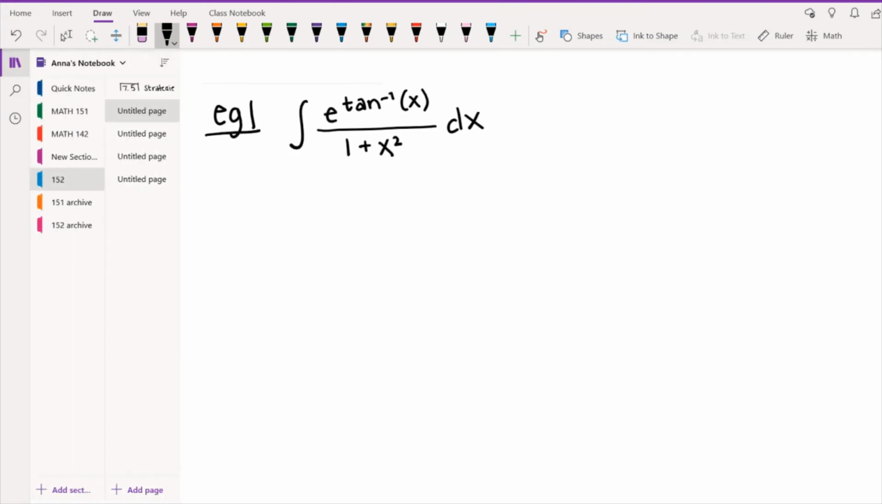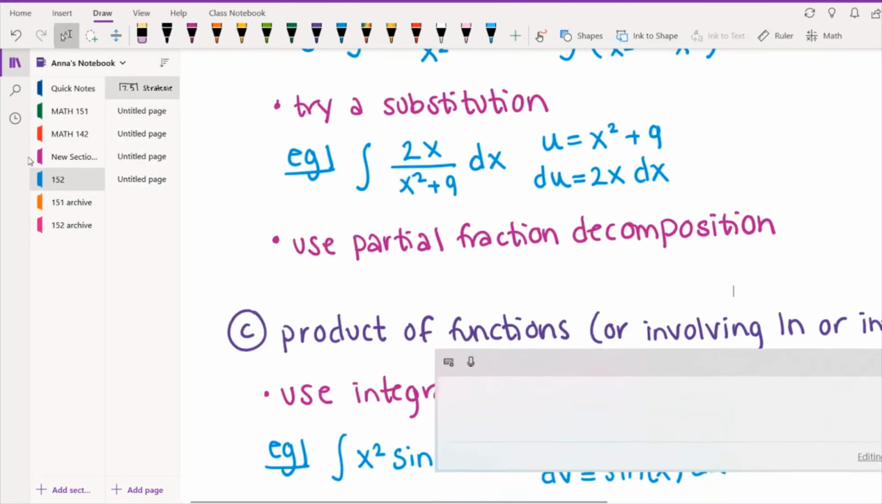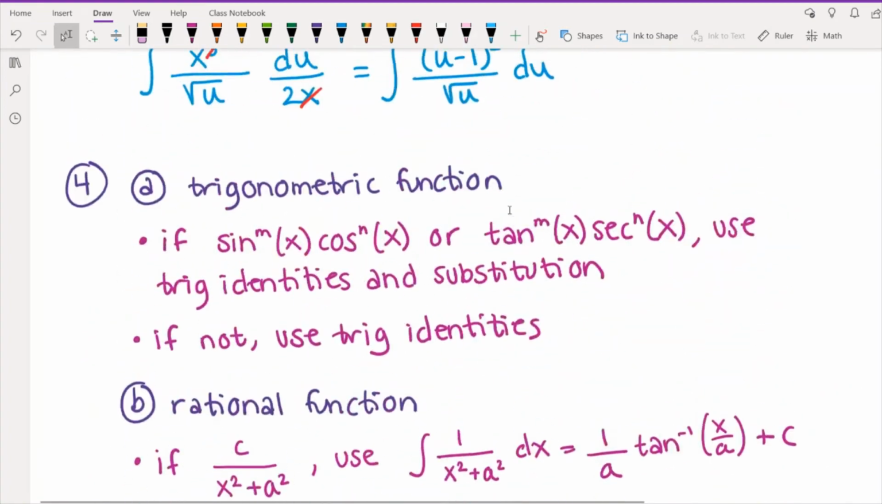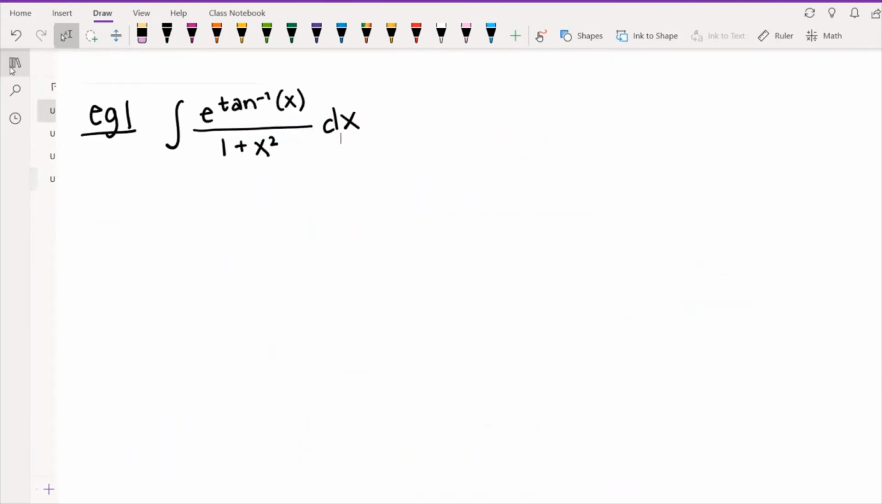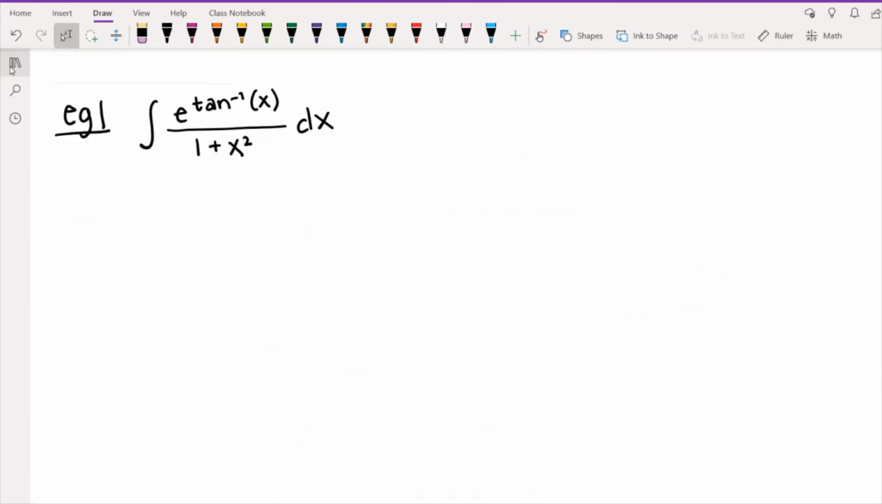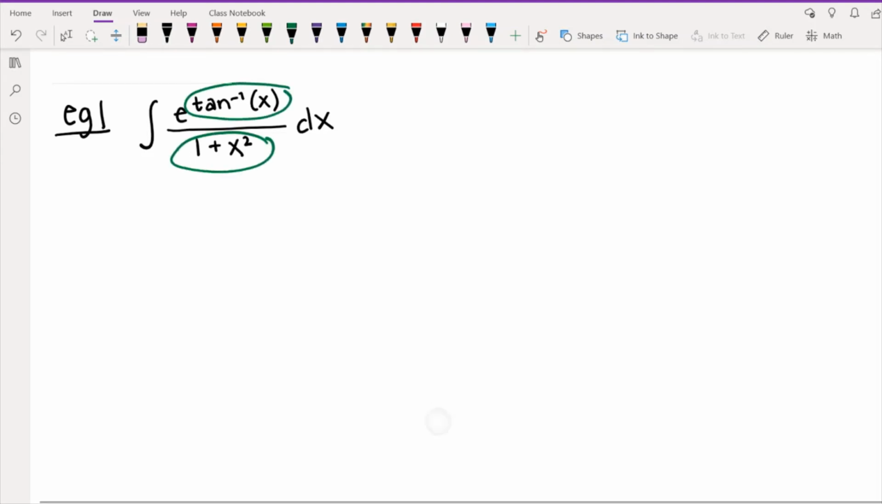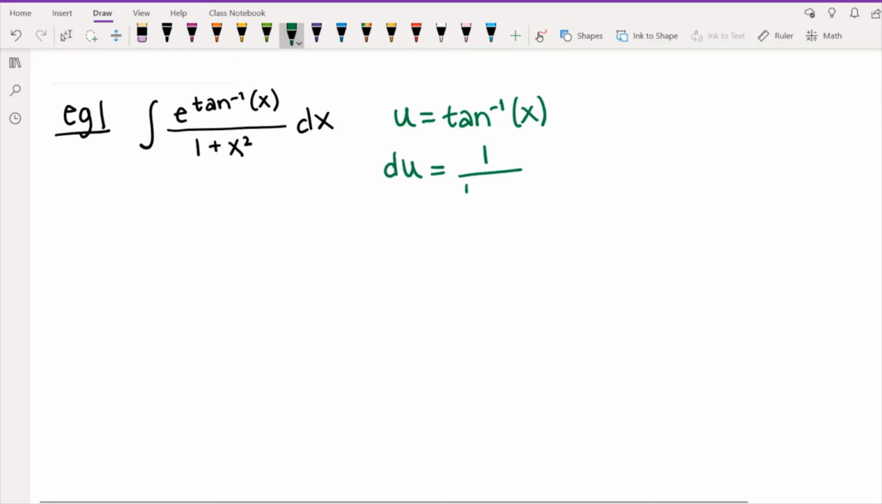So if we look back to our list, what's the next thing that's suggested after trying to simplify? Well, it's looking for a substitution. So let's see if we can find a substitution to do here. With substitution, you're usually looking for something whose derivative also appears in the integral. In this case, we have inverse tangent and we also have the derivative of inverse tangent. So what we would do is let u equal inverse tangent of x, and then du would be 1 over 1 plus x squared dx.